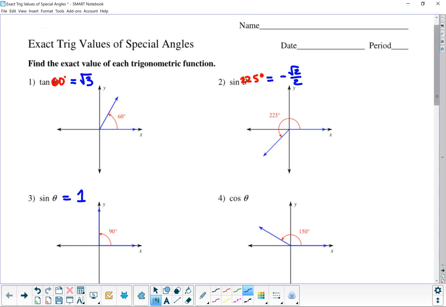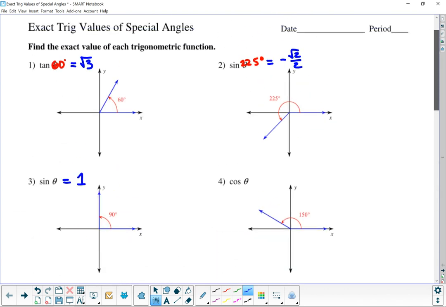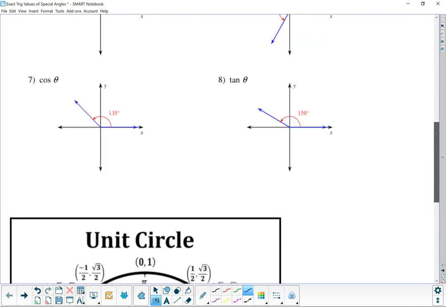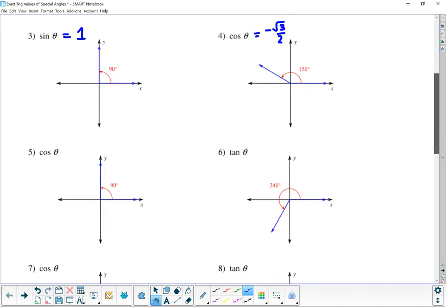Cosine of 150. Remember, cosine is going to be the x value. So 150 is right here. Okay. So cosine, remember, is the x value. So we're looking at negative radical 3 over 2 for that coordinate. Negative radical 3 over 2. So these are pretty straightforward. It's not like what we did in class where we had to go through all 6 of them.